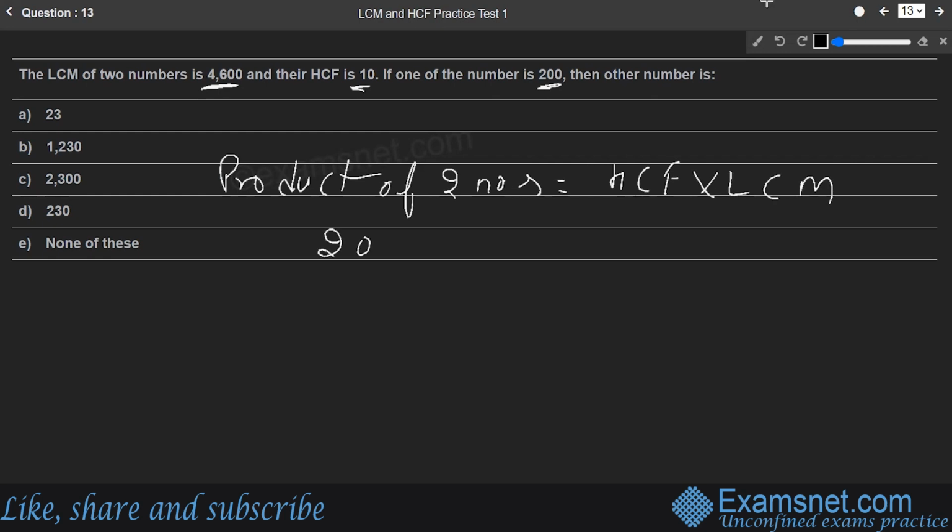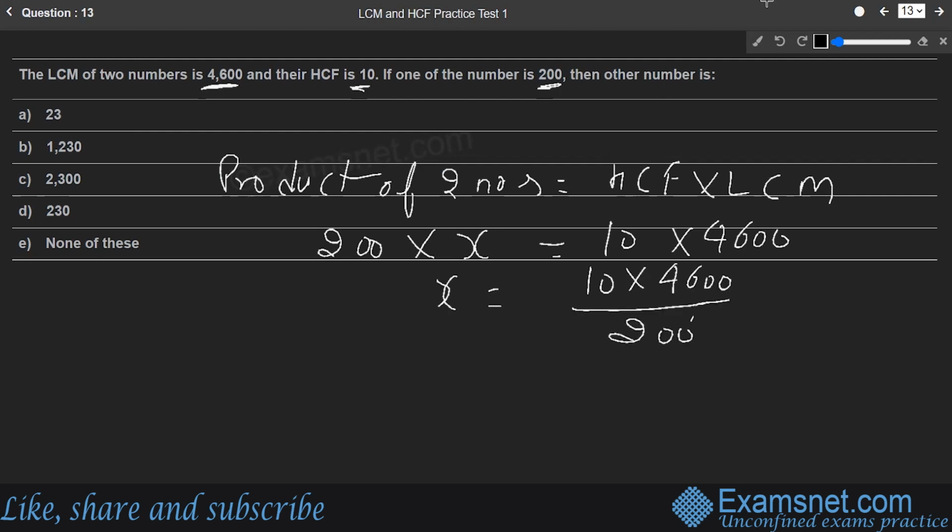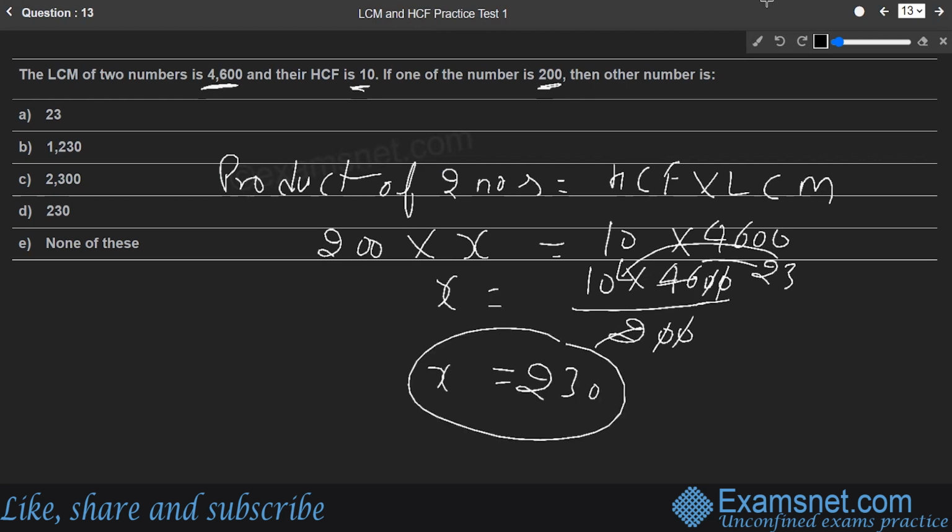So first number he has given as 200. Let us assume the second number is X. Then 200 into X is equal to HCF into LCM. The HCF value is 10, the LCM value is 4600. So we can find out X using this, by bringing the 200 to the denominator on the other side. If we cut it down like that, then 2 can cut 46 to 23, and 23 into 10 is nothing but 230. So clearly the second number that the question is asking for is 230, which is available in option number D and is the right answer.